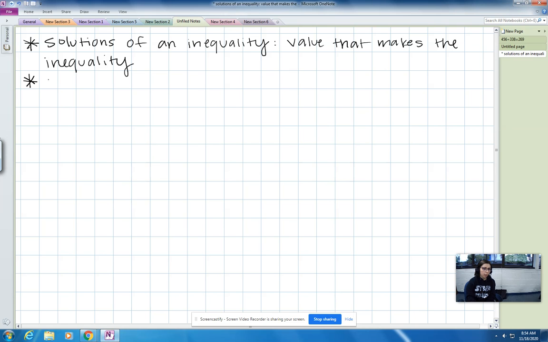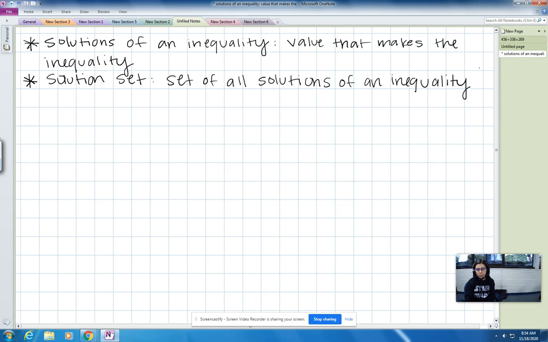We actually have one word that goes along with that, one term, and that is the term solution set. A solution set is the set of all solutions of an inequality. You might be thinking that's kind of weird because when we solved equations, there's only one value that makes our equation true. Well, with inequalities, there can be many. Let me show you an example. Let's say we had x is less than or equal to 10.